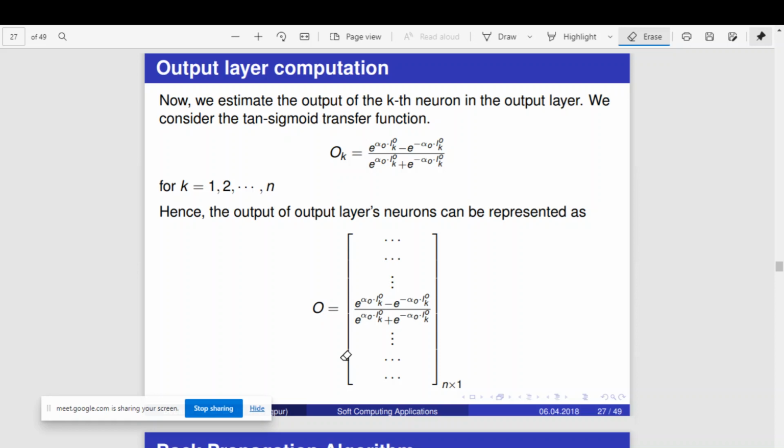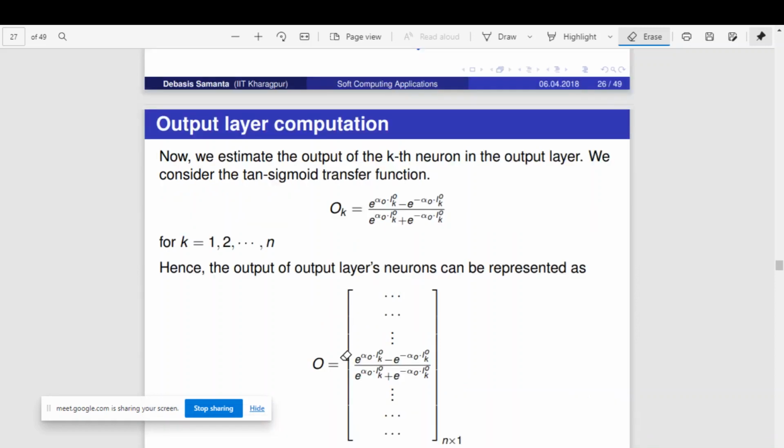So what is the activation function used in the output layer? Yes, the tan sigmoid transfer function. So that formula you should bring here, because we are using that activation function in the output layer. Let us take the kth neuron of the output layer. So here OK represents the kth neuron of the output layer. It will behave based on the tan sigmoid transfer function.